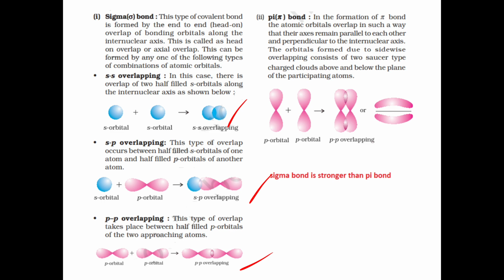And now the formation of the pi bond. The atomic orbitals overlap in such a way that their axes remain parallel to each other, which is perpendicular to the internuclear axis. The pi bond is formed due to the sidewise overlap of the orbitals. This is the pi bond. Sigma bond is stronger than pi bond. That's why sigma bond is stronger than pi bond.